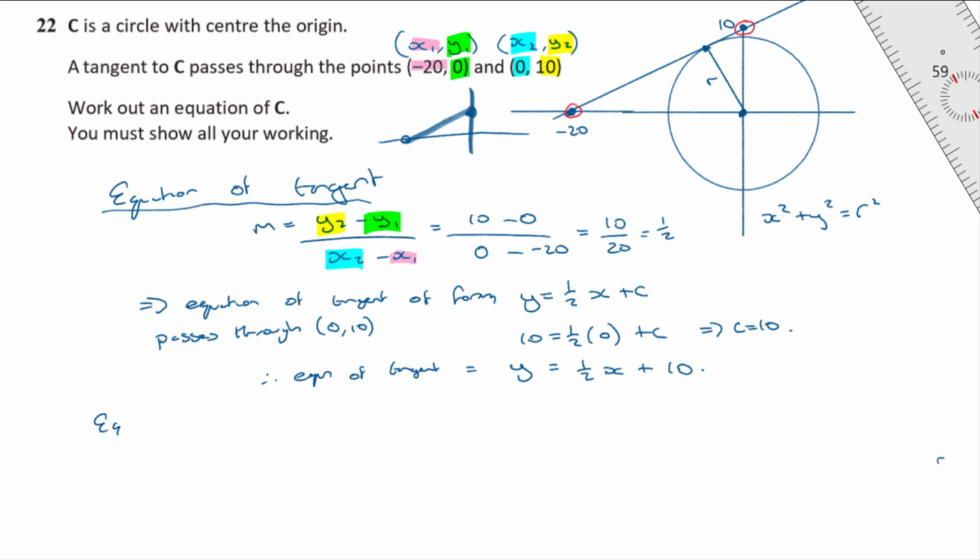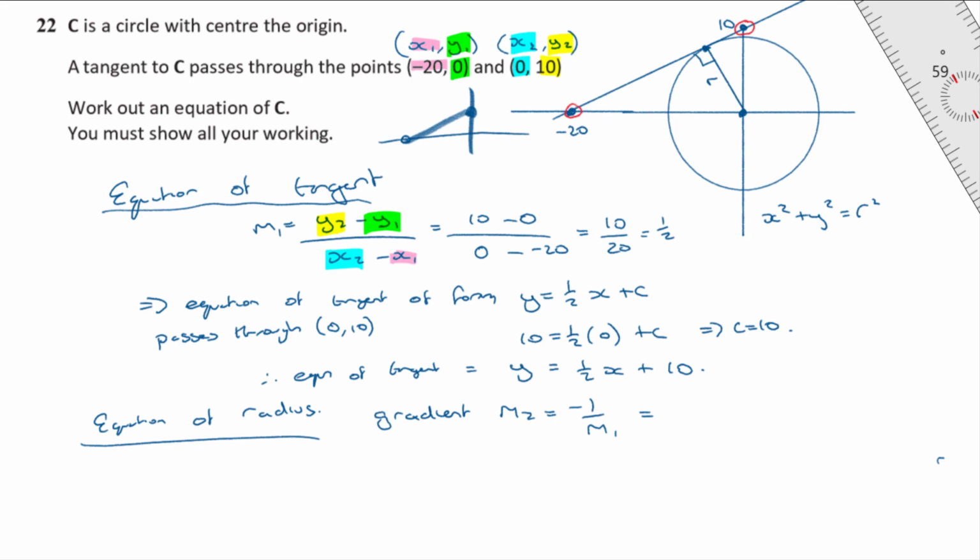Let's have a look instead at the equation of the radius that we drew at the point of contact with the tangent. Now, a radius drawn at a point of contact with a tangent is at 90 degrees, isn't it? So if I say that's m1, m1 is a half. So we know that the gradient of this radius is normal to the tangent. So the gradient m2 is going to be minus 1 over m1, isn't it? It's the negative reciprocal of the line that it's perpendicular to.